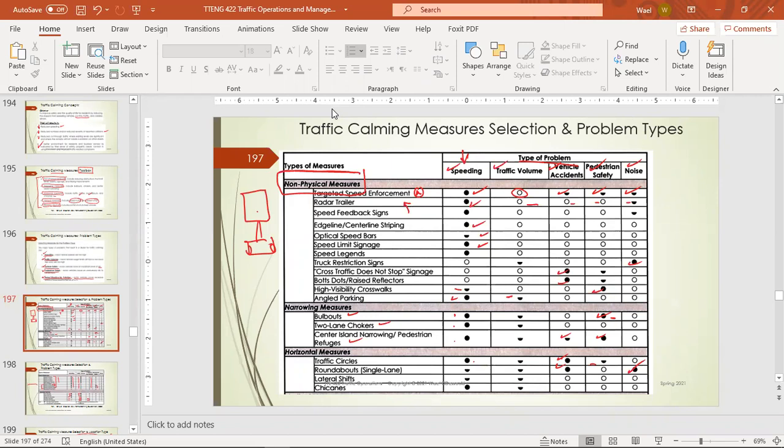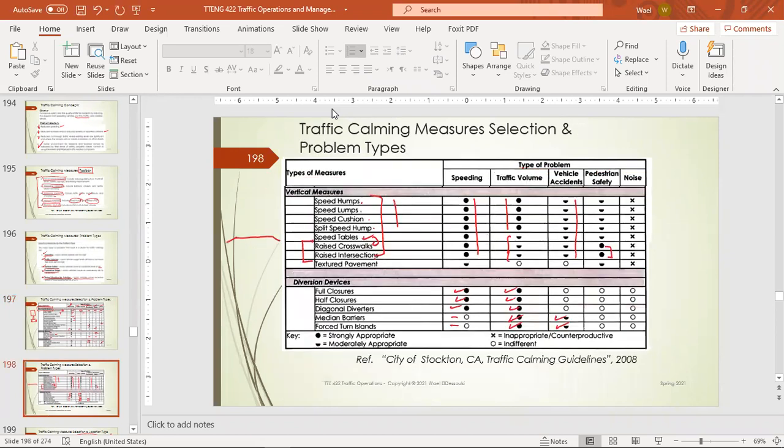Of course, to deploy these measures, there are constraints. For example, you cannot put a vertical measure like a speed hump or speed lump on King Fahd freeway. Clear? But what can we do in the case of King Fahd freeway, for example?